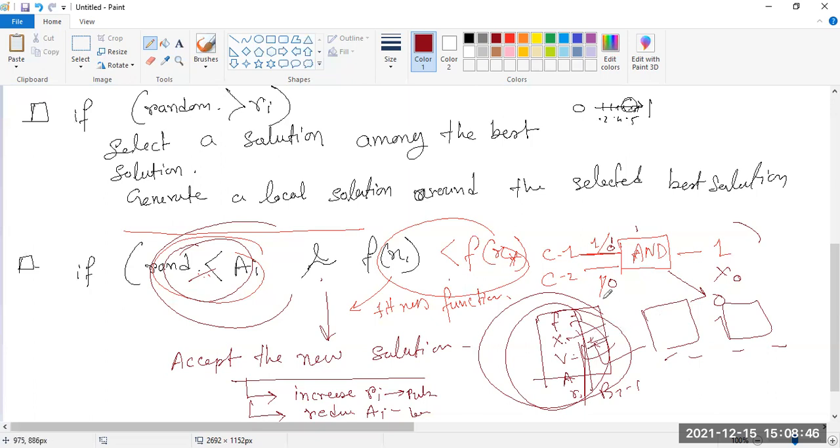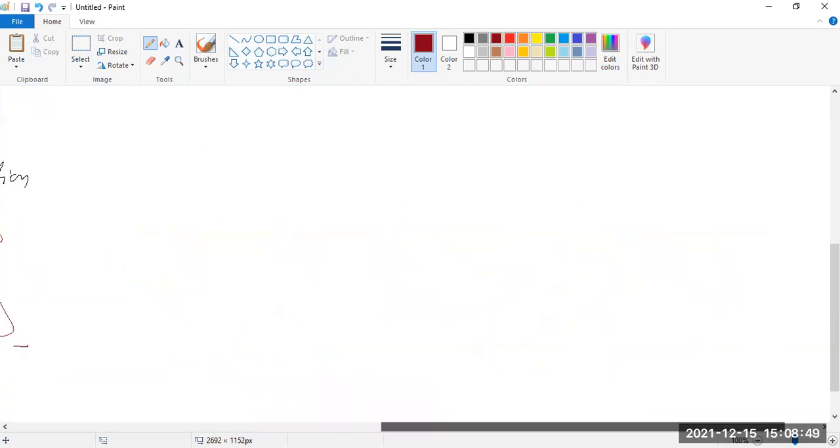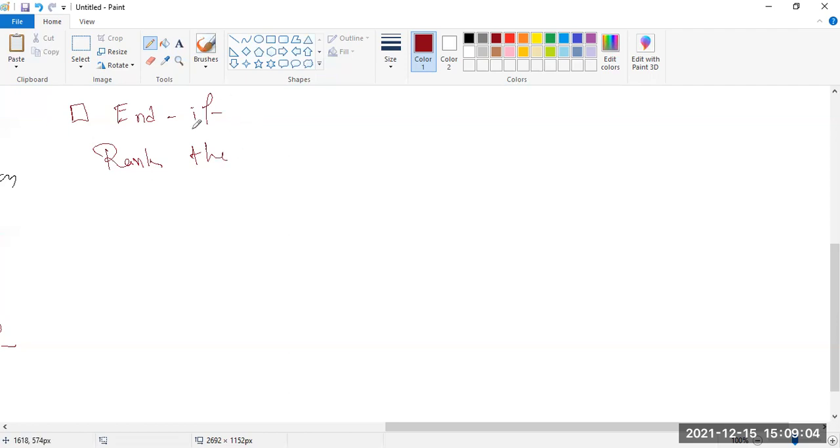This is the thing, and now we have to write the next step. This is the end step. Then end if, end if, and rank the bats and find the current best position, and then end while.